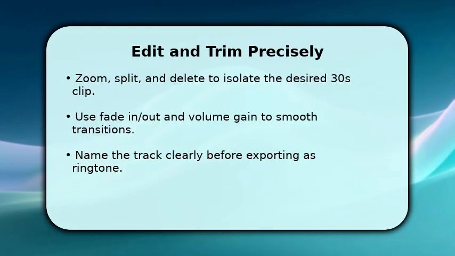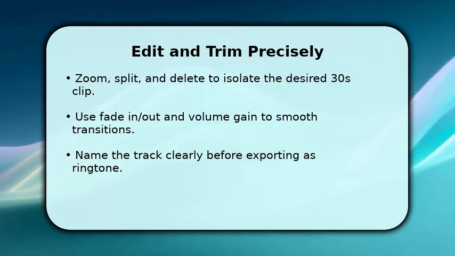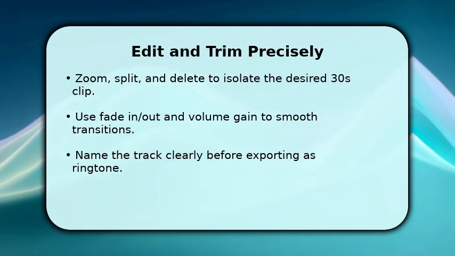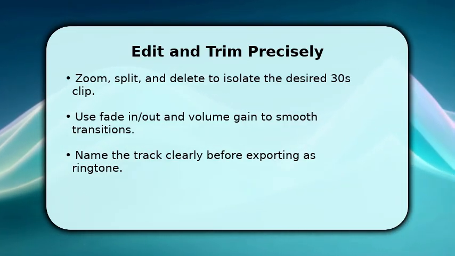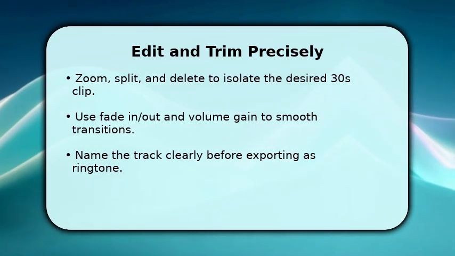Now focus on precise editing. Pinch to zoom the timeline, split the region where needed, and delete excess. Once you have the core 30 seconds, apply quick fades and adjust gain so the ringtone isn't too loud or clipping. Make sure the project's overall length is at or below 30 seconds.